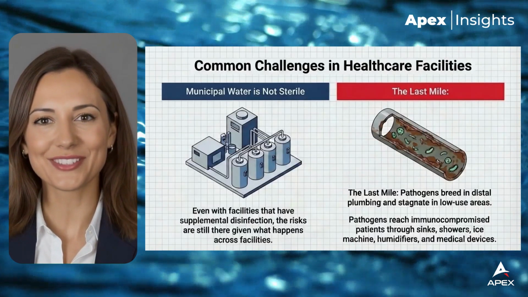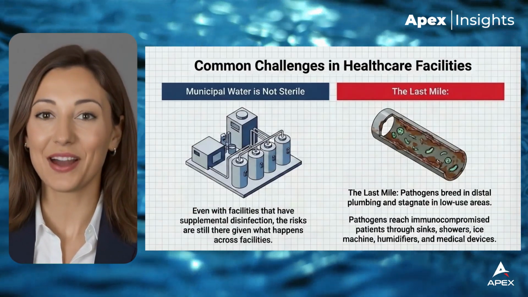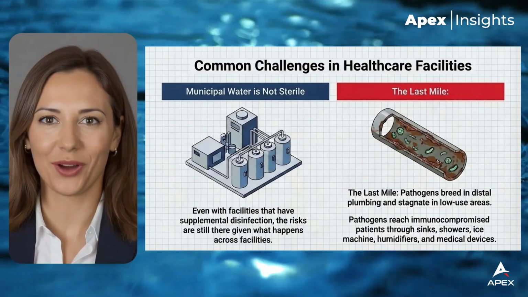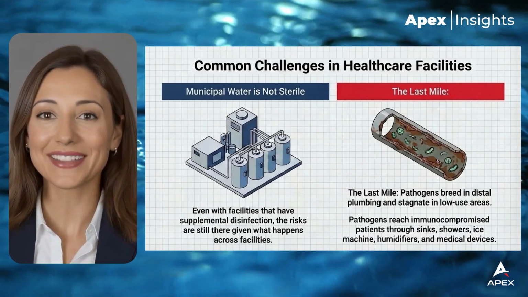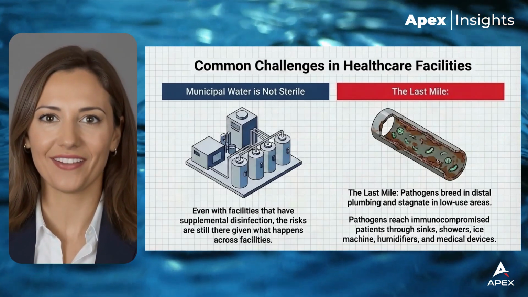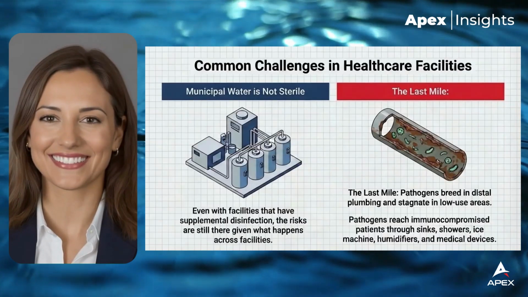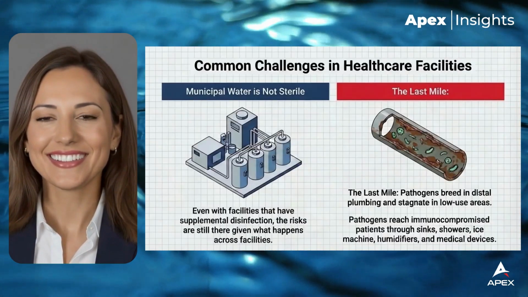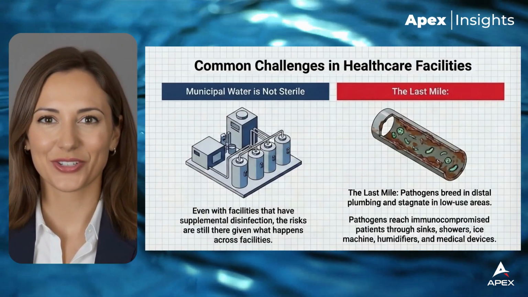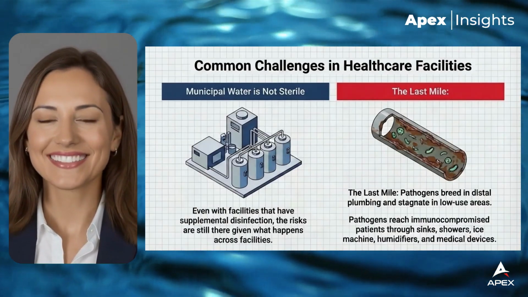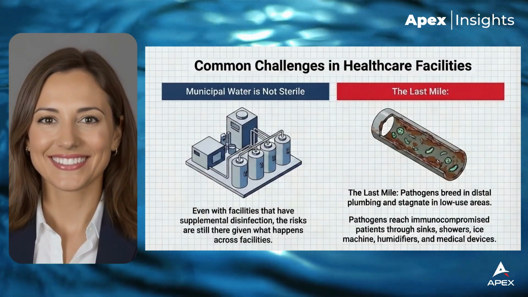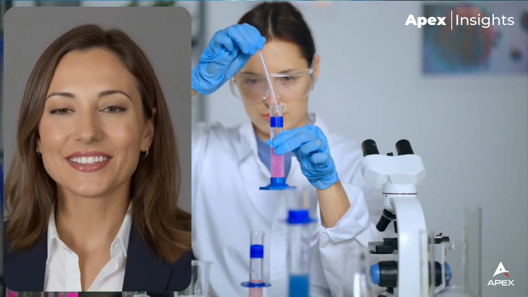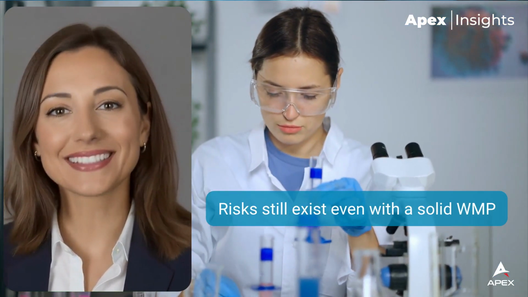Why is point-of-use filtration needed in healthcare facilities? Healthcare facilities rely on municipal water systems that are not designed to deliver sterile water. As water moves through the building, bacteria found in municipal water can amplify, especially at outlets and various devices. Even with facilities that have supplemental disinfection, the risks are still there given what happens throughout the facility's infrastructure. Biofilm builds up in outlets, water stagnates in low-use areas, and medical devices create direct exposure pathways. So even with a solid water management program, risk still exists.